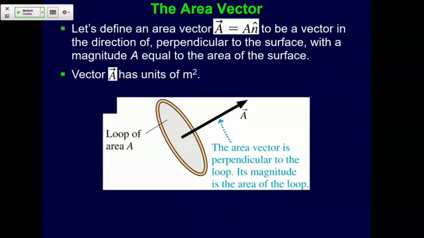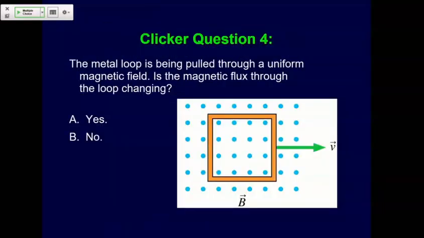Also, the angle that you measure this from is the angle from what we call the area vector, which is the vector that points perpendicular to your surface. So here's some kind of a loop that's doing this in this particular case. And that would be what you do for that one. Now what we're going to talk about is this idea that the magnetic flux can change. Let's look at some cases here.